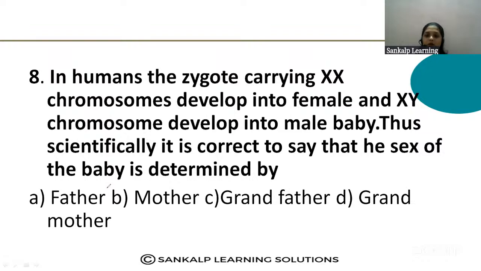Yes, the sex of the baby is determined by the father. Many are writing the answer. 81A, yes, correct answer. Very good. Lingaraju, yes, he is writing the correct answer. Father. Yes.